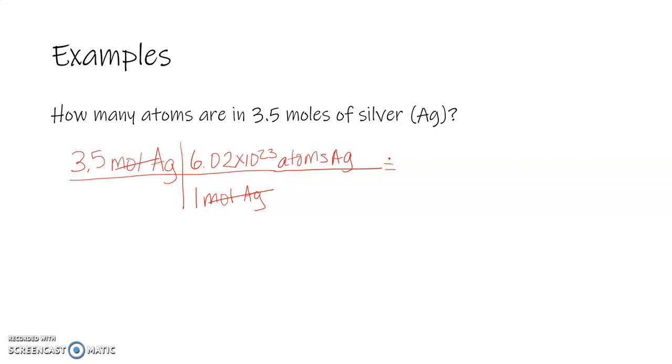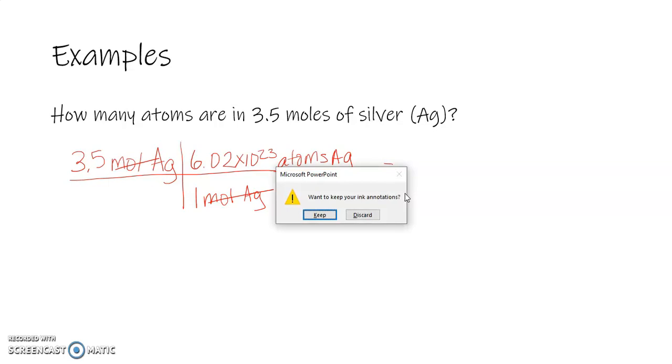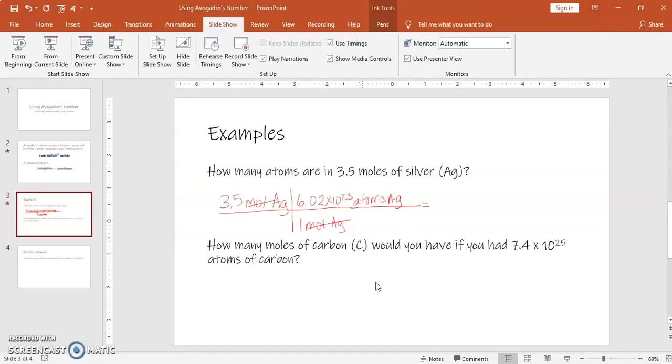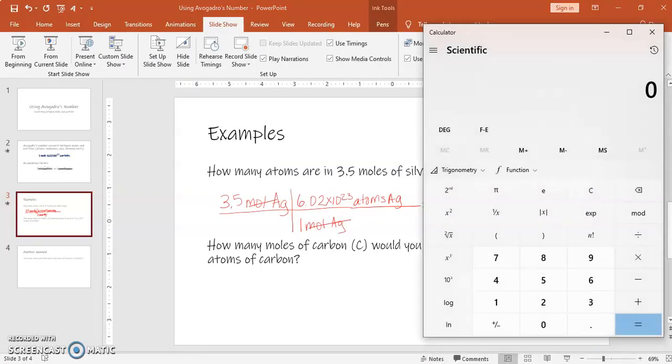I want to say a couple of things, or just show you how you can plug this into the calculator. So I'm going to get out of PowerPoint for a second and launch the computer's scientific calculator. And so we're going to plug this into the calculator so I can show you how to enter numbers that are in scientific notation in a calculator. Start by entering 3.5 times and then our 6.02 times 10 to the 23rd.